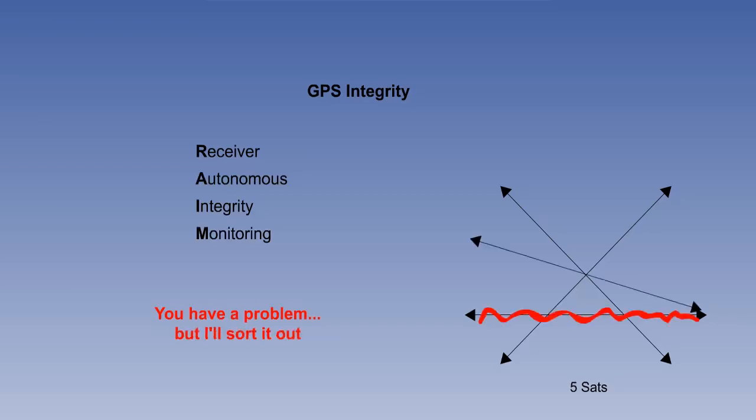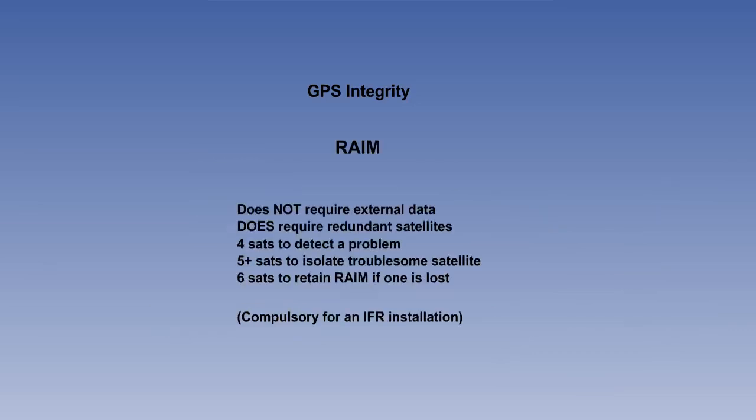With the 5th satellite, we get 4 lines. The erroneous one can be identified. This is the minimum basic RAIM. With 6 satellites, you still have RAIM even if you lose one. This is the mandatory minimum requirement for an IFR installation.